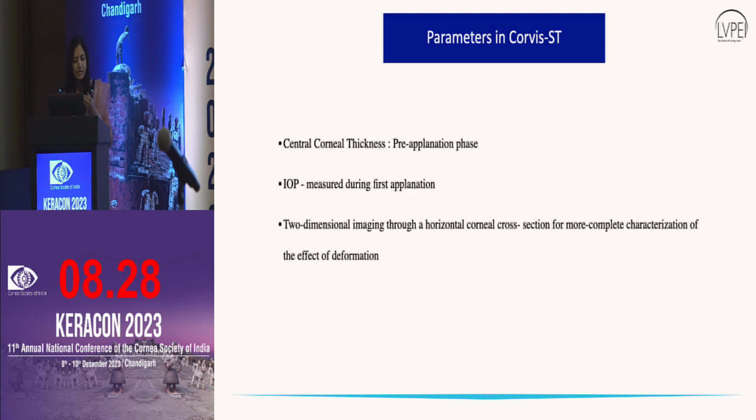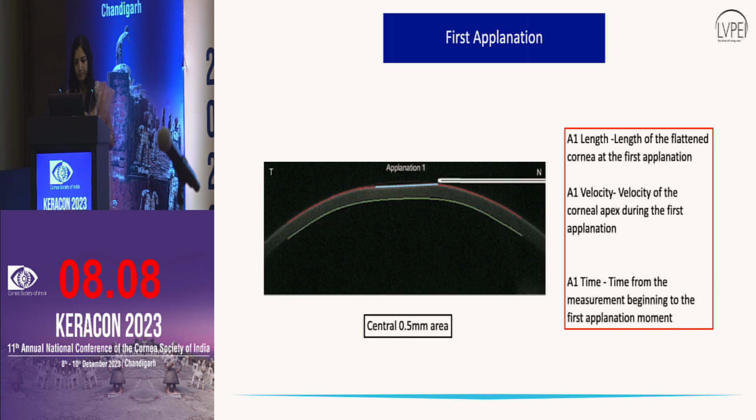The central corneal thickness measurement is taken before the applanation phase, so that is in the A phase when the collimated air pulse is not yet thrown. And during the first applanation is when the intraocular pressure is essentially measured by the Corvis. Then Scheimpflug imaging is given for all these different phases in a horizontal cross section.